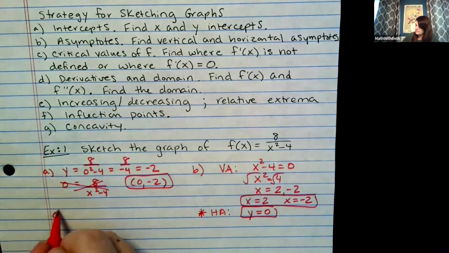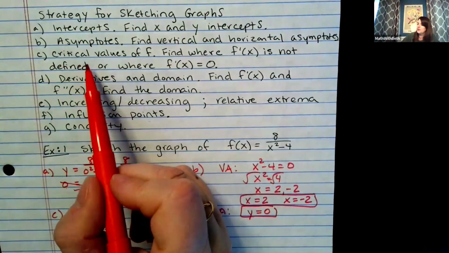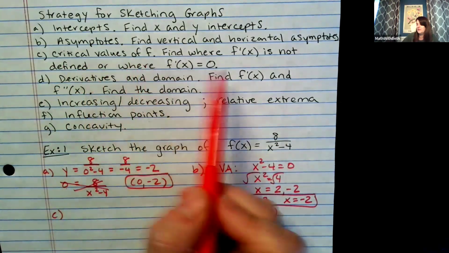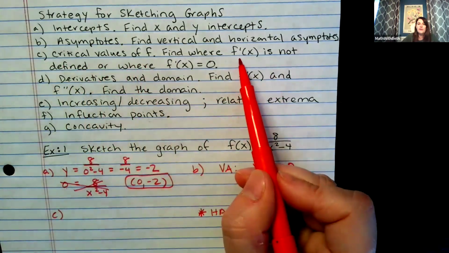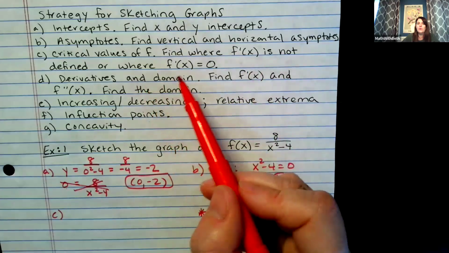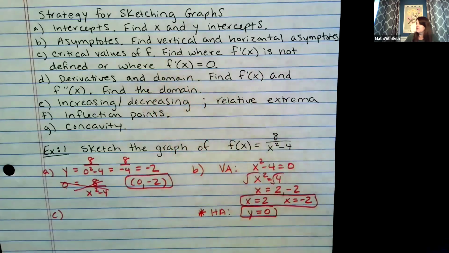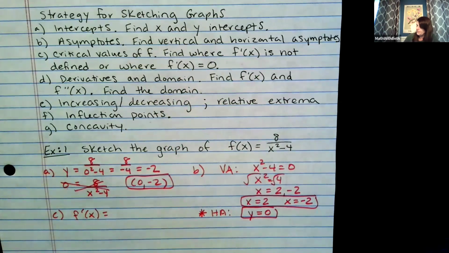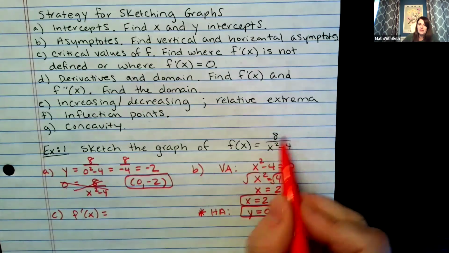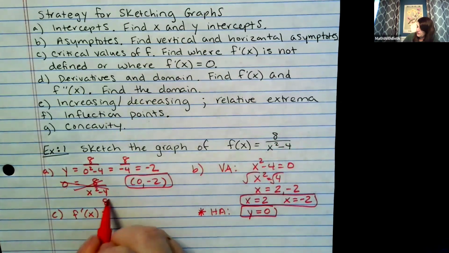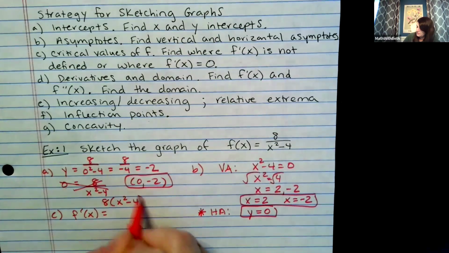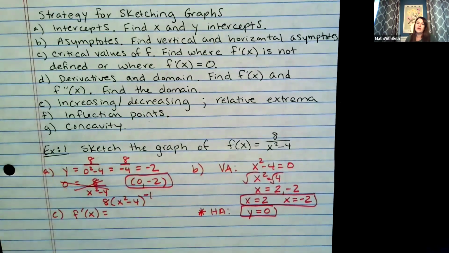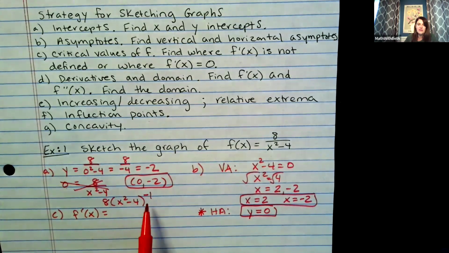All right, C, here's the newer stuff. Find your critical values of f. So that is where the derivative is not defined or where it equals 0. So first, I'm going to find the derivative. Since it's written like this, I can rewrite it so that I don't have to deal with the fraction. So this is just another way to write my f of x. And now I'm going to do the derivative.